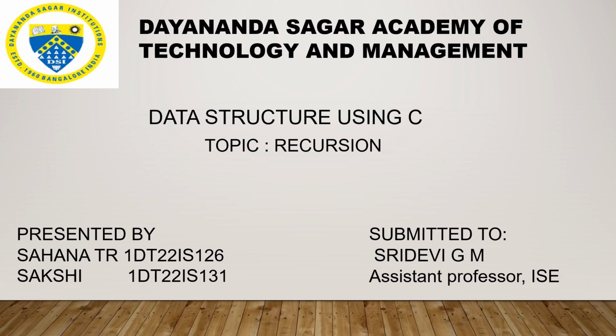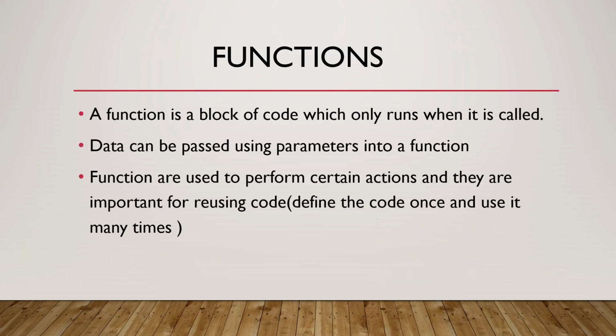Today we are going to explain recursion using C. Firstly, recursion is a function. So let us know what a function is first. A function is a block of code which runs only when it is called. Data can be passed into a function using parameters. Functions are used to perform certain actions, and they are important for reusing code. We can define the code once and use it a number of times.